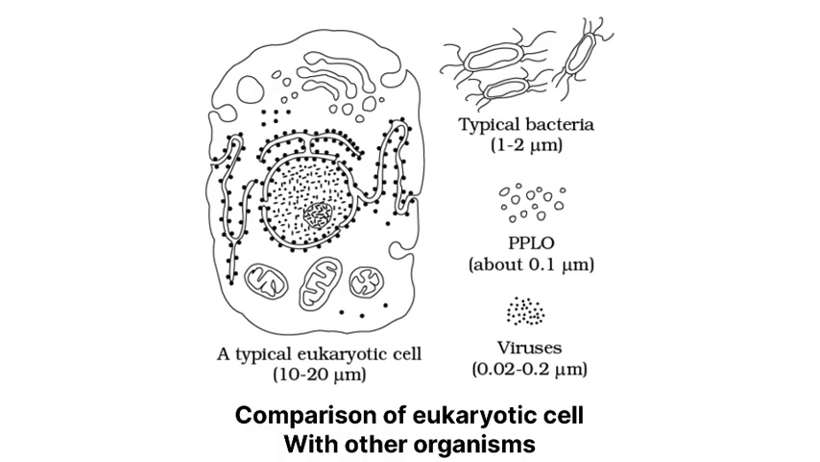Now this is a diagram showing a comparison of some eukaryotic cells with other organisms of the prokaryotic cell. We'll see the direct comparison by shape and size. A typical prokaryotic bacterium is 1 to 2 micrometers, and the smallest cell, PPLO, is 0.1 micrometer. Even viruses, which are neither prokaryote nor eukaryote, are 0.2 to 2 micrometers. And a typical eukaryotic cell is about 10 to 20 micrometers, which is almost 10 times larger in size, shape and volume than prokaryotes.